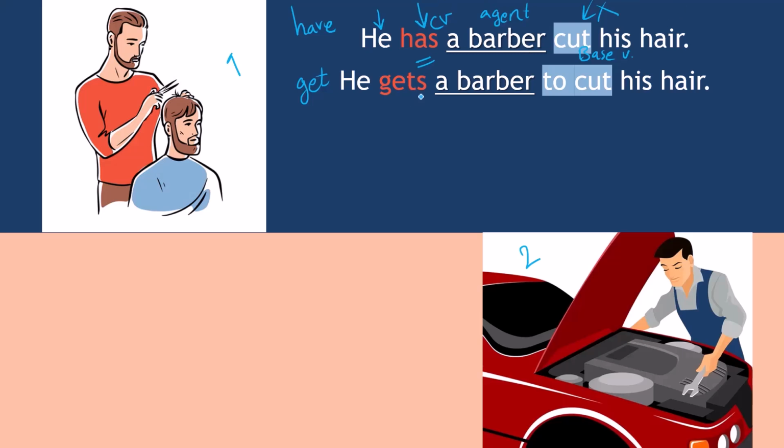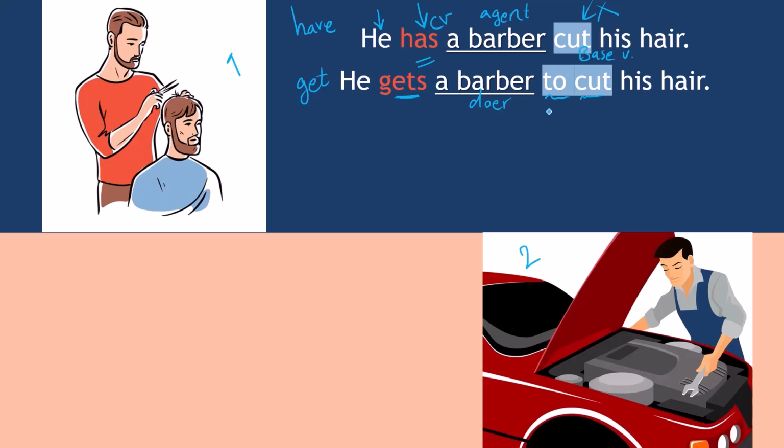Or he gets a barber to cut his hair. This sentence is the same as this one, but with a big difference. To cut. Okay, so first you see the causative verb get, which has changed into gets here. After that, the name of the agent or the doer.